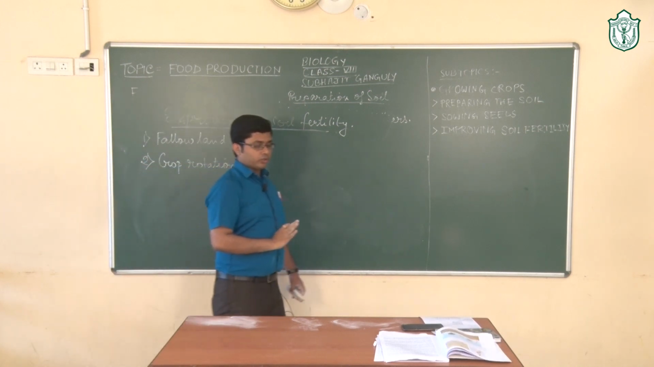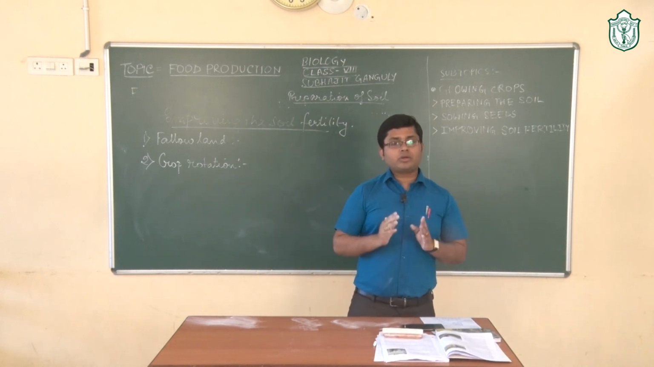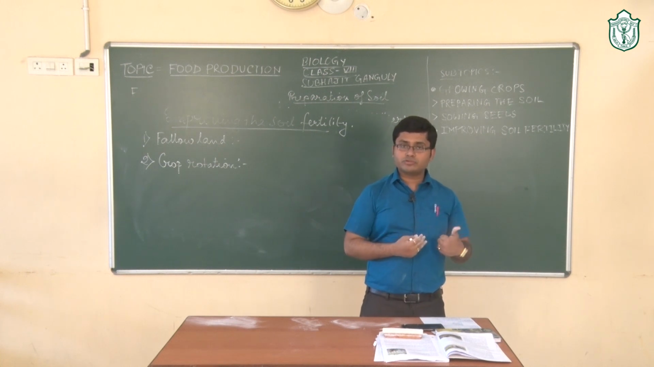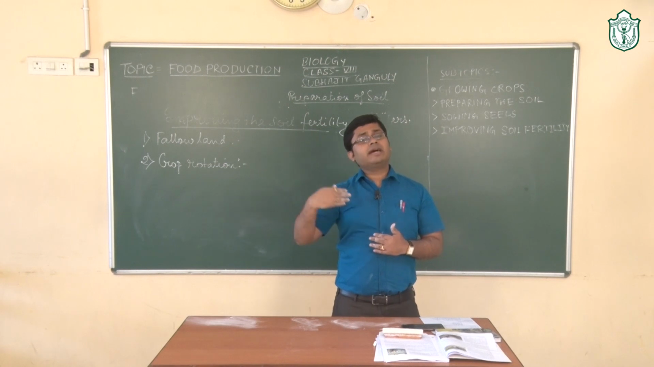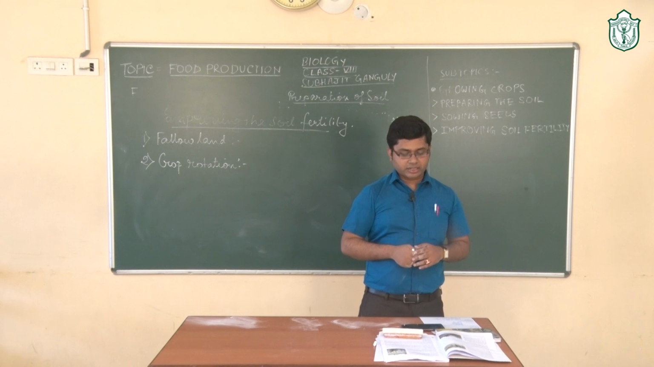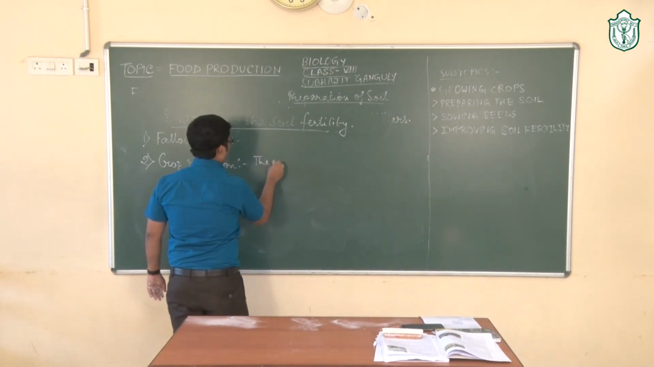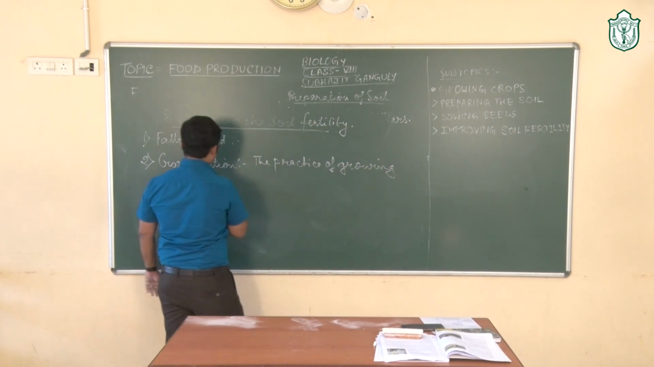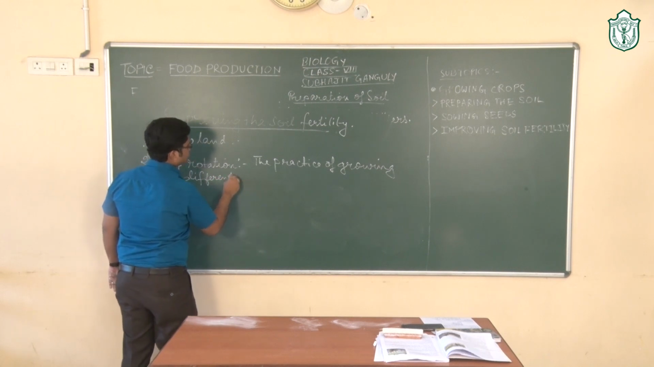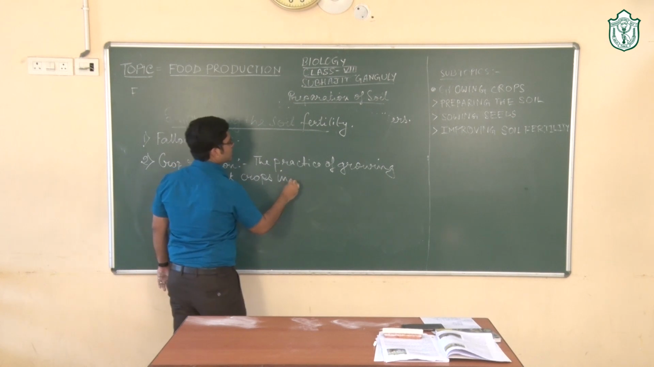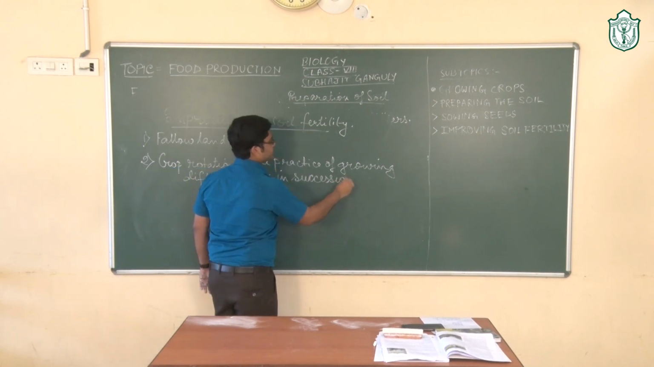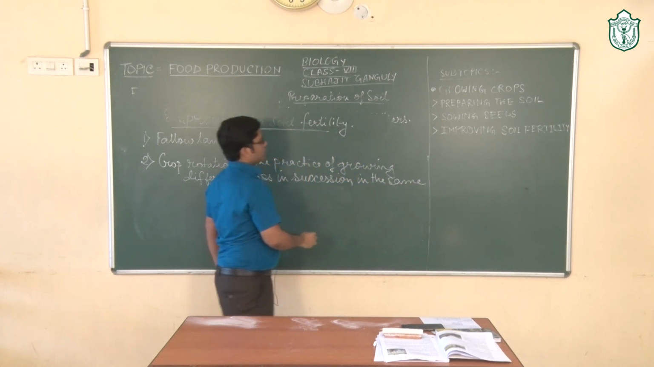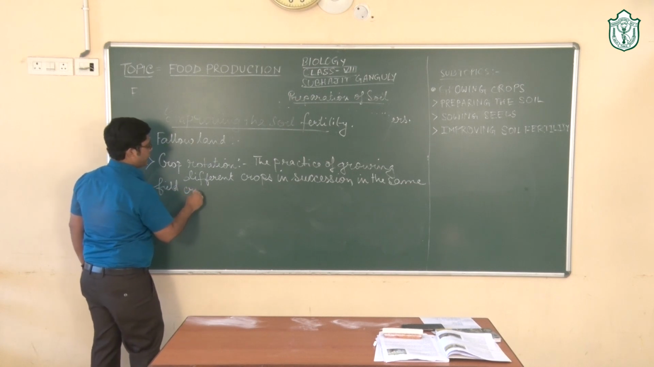Students, here I need to tell you that not all plants require the same amount of nutrients from the soil. So some plants require more nutrients, some plants require less, or somehow the different types of nutrients. So what is crop rotation? The practice of growing different crops in succession in the same field is known as crop rotation.